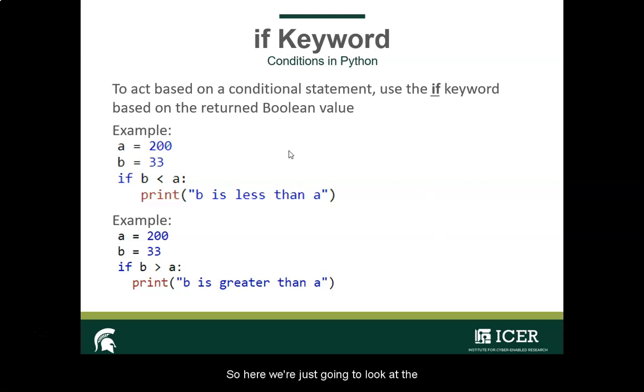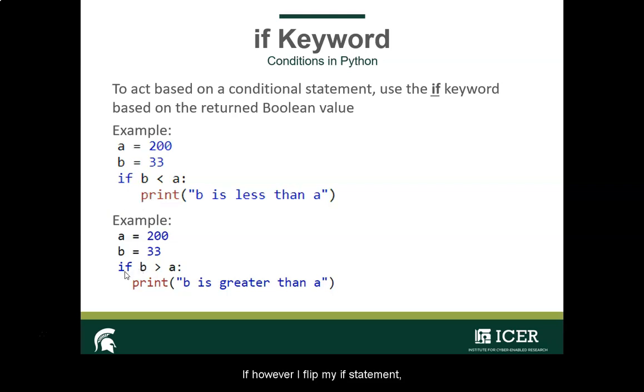So here, we're just going to look at the if conditional statement. Is an expression true or false? So I have some examples. Here I have A equals 200 and B equals 33. If B is less than A, which based on this example it is, we will print B is less than A. So you'll notice how my if statement is true, ergo I'm going to print my statement, which is that block of code. Notice the indentation accordingly.